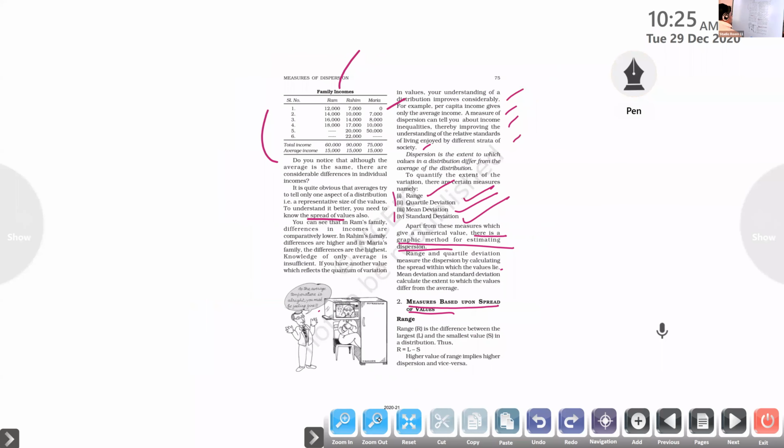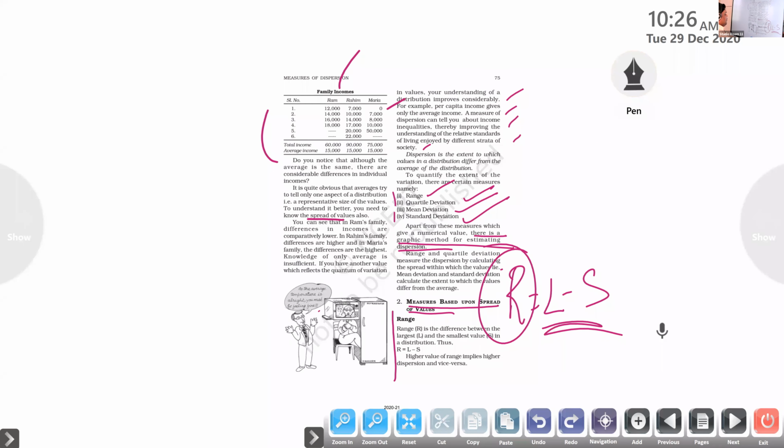Okay, so here, first of all, we are understanding that is range. Already studied in junior classes in mathematics. Range R is the difference between the largest, that is L here, and the smallest value, that is S here, in the distribution. Thus, R is L minus S. Largest value minus the smallest value, right?